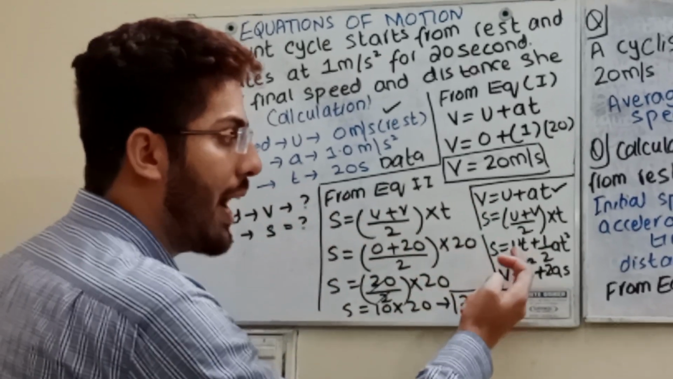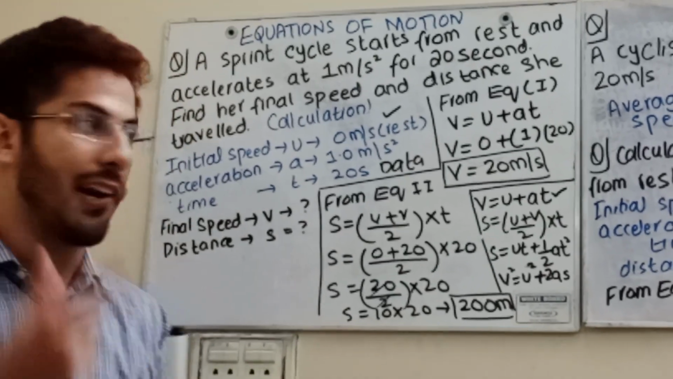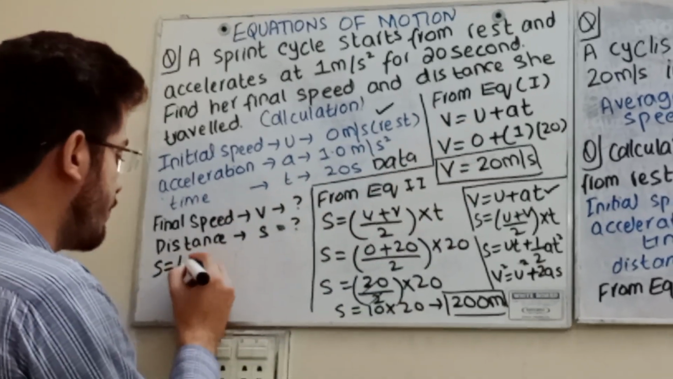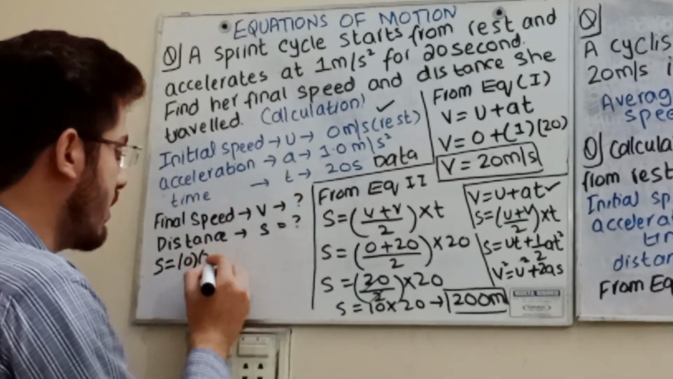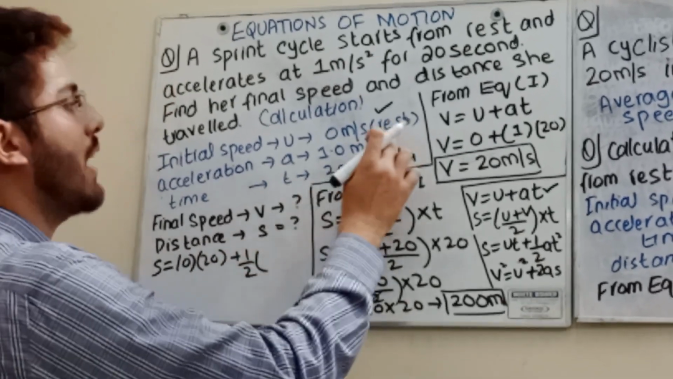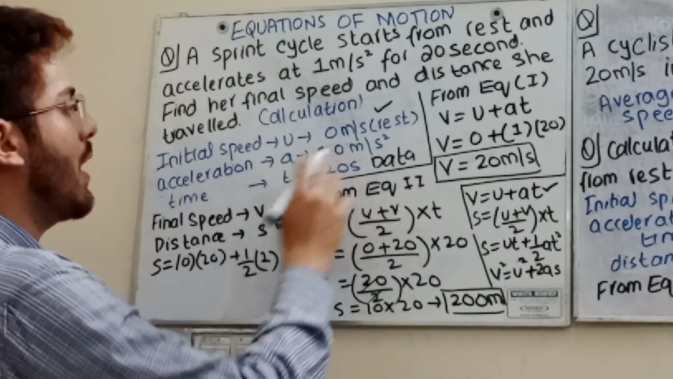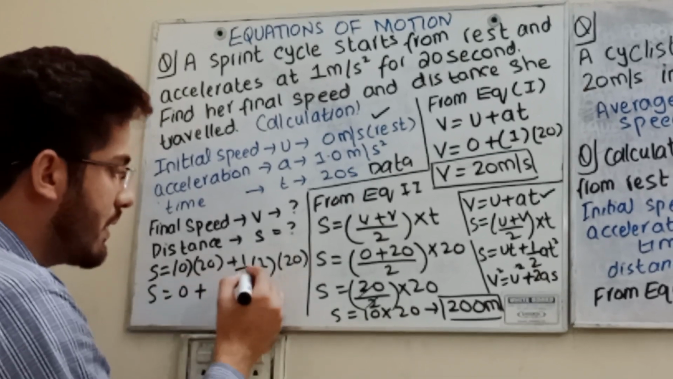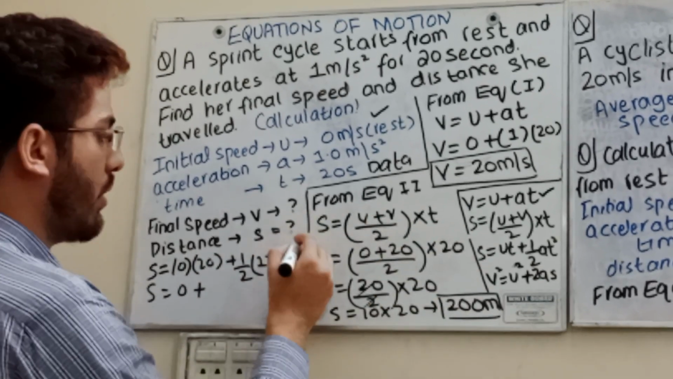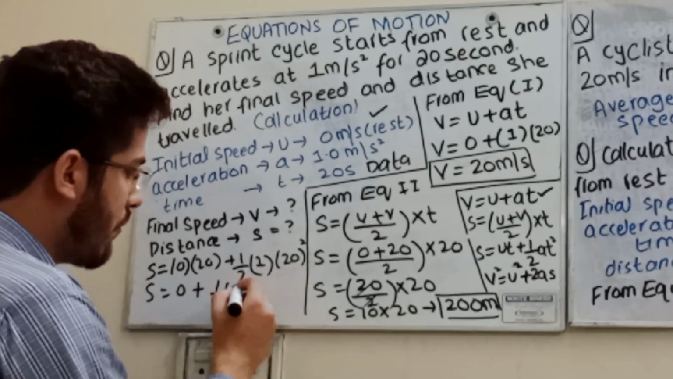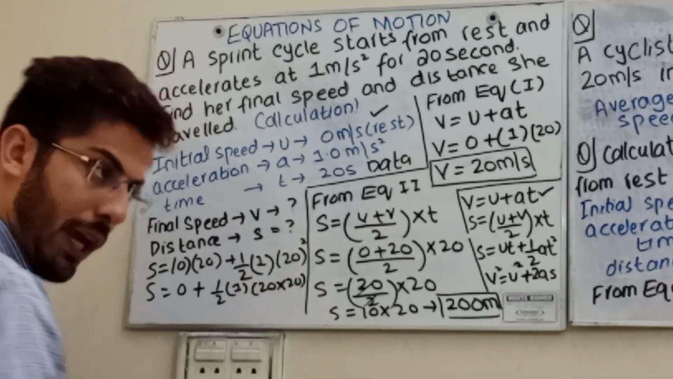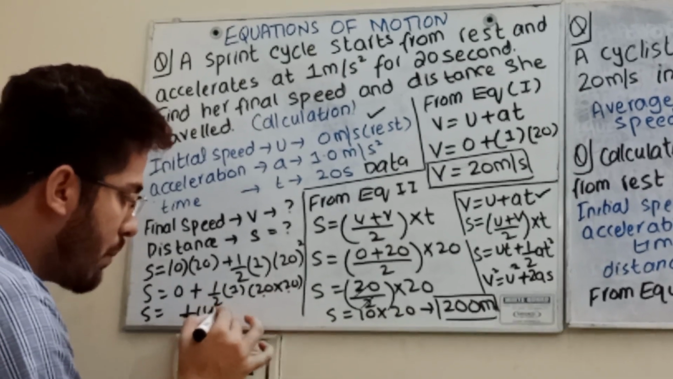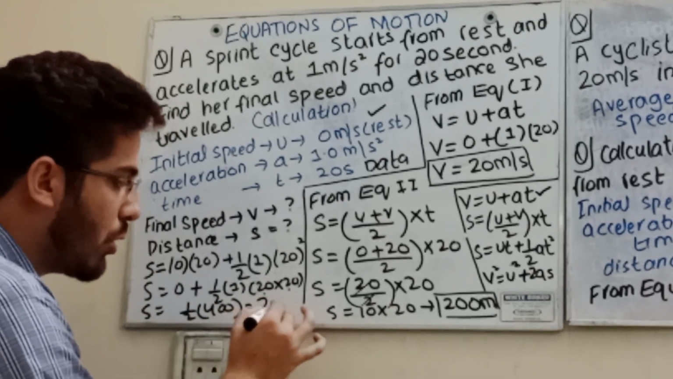Let's suppose I apply this other formula so that the idea is clear. S is equal to initial speed, which I have as 0, into time, which I have been given as 20 seconds, plus half a t square, acceleration I have 1, time definitely 20. 0 into 20 is definitely 0, plus half into 1, which remains 1, into 20 times 20, that is 400 divided by 2 is equal to 200 meter.